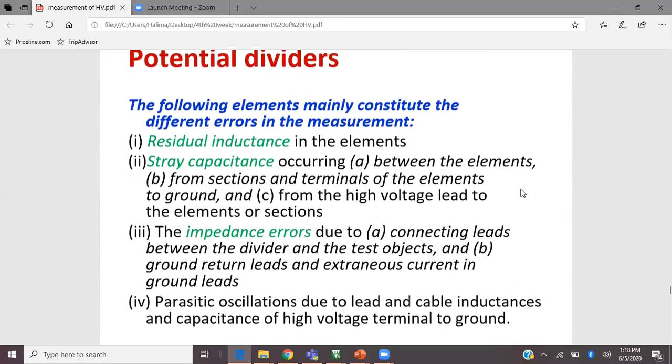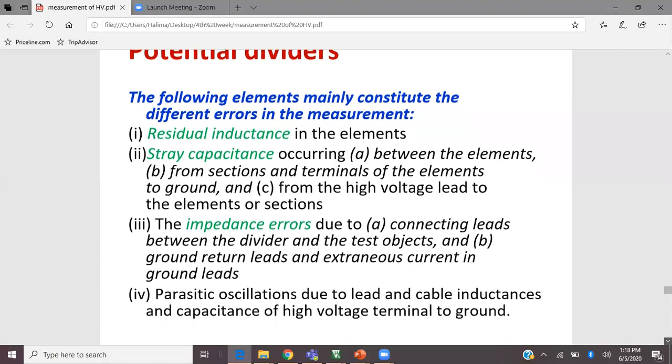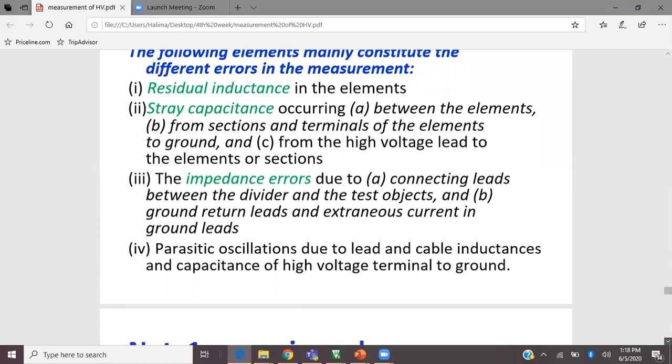So there can be different errors in the potential dividers due to the residual inductance. It can be due to the stray capacitance between the elements from the sections and the terminal of the elements from the high voltage lead to the elements. Similarly, there can be impedance errors in connected leads and ground return leads as well. And there can be parasitic oscillations due to lead and cable inductance as well.